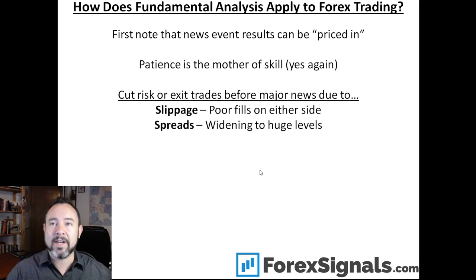Spreads widening to huge levels. Back in the old days, and I think there's still brokers unfortunately around that do this, we used to see the spread on something like the Euro Aussie, for example, which can be anywhere from half a pip, depending if you have an ECN, or there's all different ways the spreads can be set, but half a pip, 2 pips, 2.5 pips, whatever. Let's just call 2 average for the Euro Aussie.